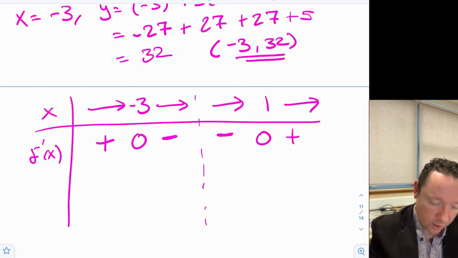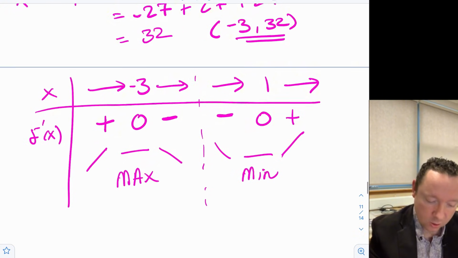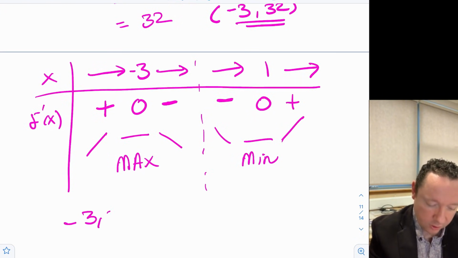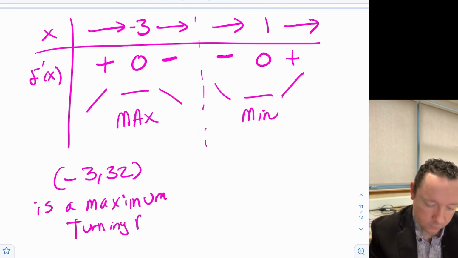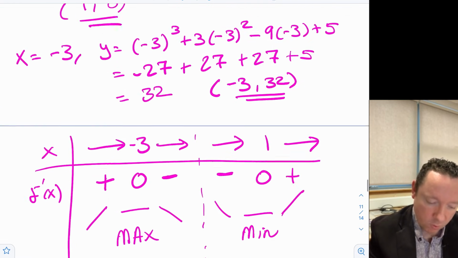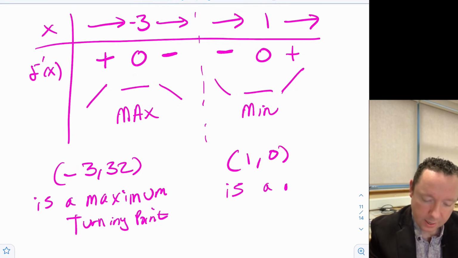So our shape goes up, along and down. So max. Down, along and up. So it's a min. So we need to state that. So (minus 3, 32) is a maximum turning point. And (1, 0), was it? (1, 0) is a minimum turning point.